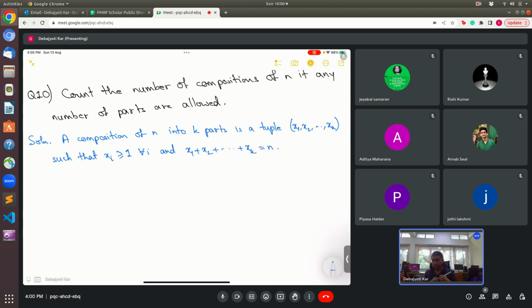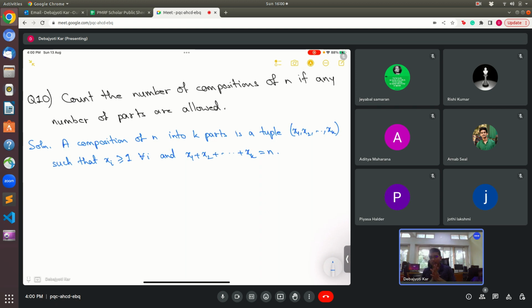Okay, so a composition of n into k parts is basically a k-tuple, that is k positive integers whose sum is equal to n. So what the question is asking is to find the number of possible compositions of n where the number of parts can be anything. So the value of k can be anything between 1 and n, right?